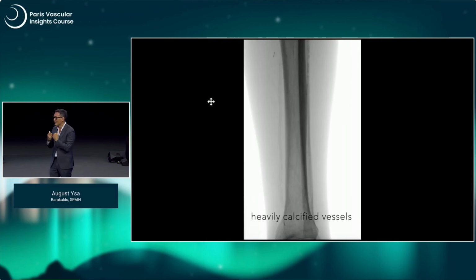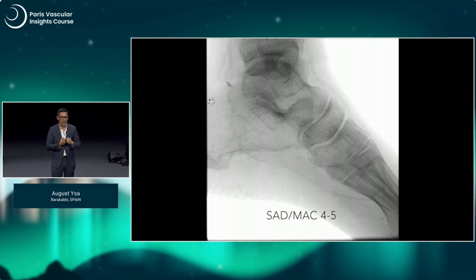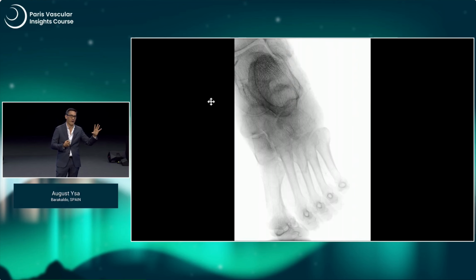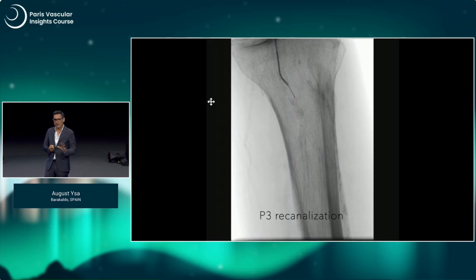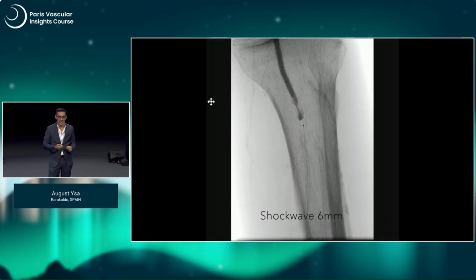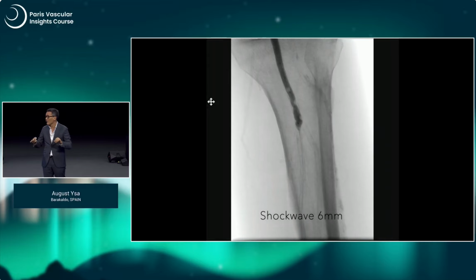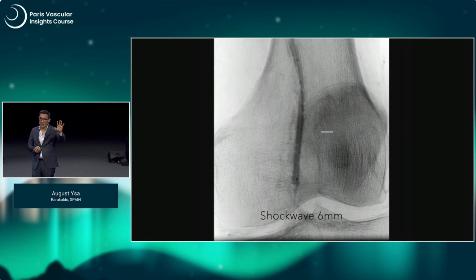Look at the extreme calcification of the vessels. This is definitely a SATMAC 4-5. So, in this case, we cross the P1 and P2 treatment, and then we attack the P3 with a CTO wire. As you can see, we were lucky just to cross. We shockwave it with a 6 millimeters balloon, also proximally.